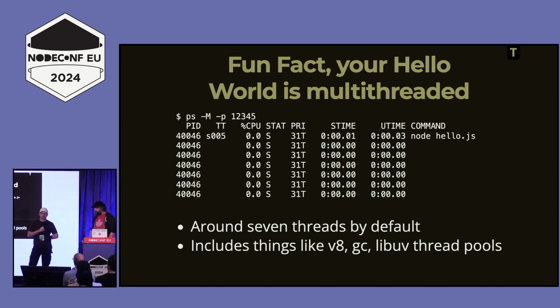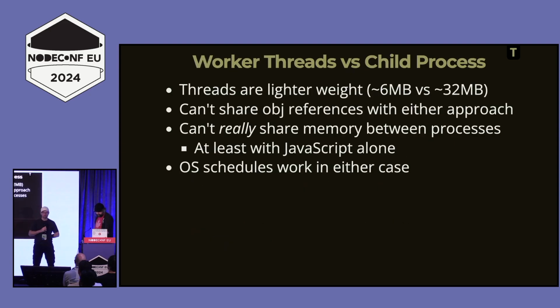So what does that include? Well, that includes V8, which is actually running your JavaScript, but there's also a garbage collector, and libuv itself has a thread pool. And so by default, under the hood, there's actually a bunch of threads being consumed by a program.